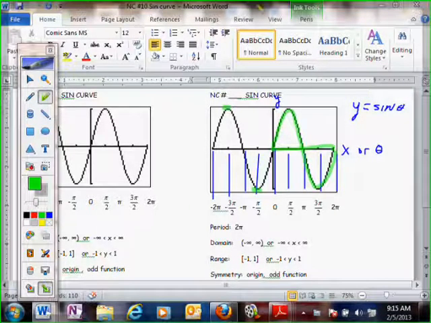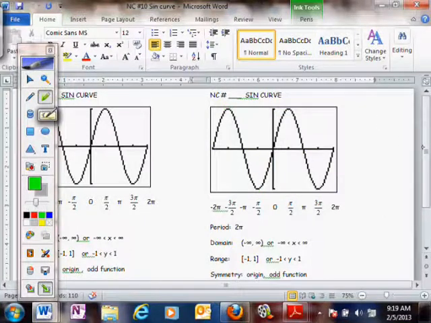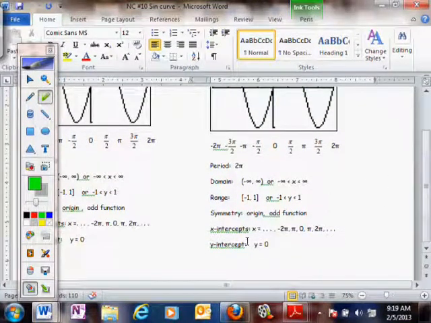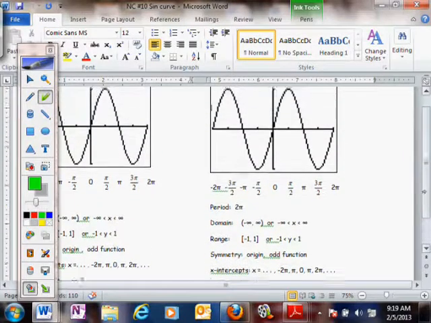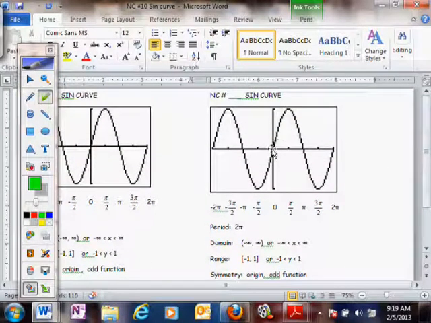The x-intercepts are in increments of pi, and the y-intercept is 0. So the y-intercept is pretty easy to see. It's right there at y equals 0, and it's going to cross the x-axis at every increment of pi. So we've got negative 2 pi, negative pi, 0, pi, 2 pi, and if I kept going, 3 pi, 4 pi, and so on. I skipped over the domain. I didn't mean to. The domain is negative infinity to infinity. It's defined over the entire number line, or the entire x or theta axis.